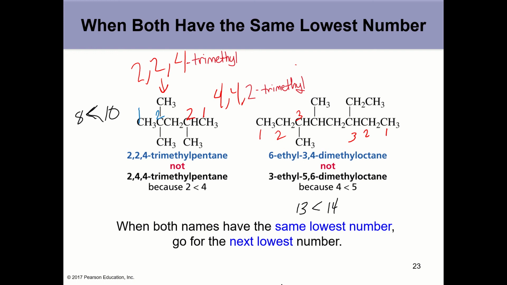And what we're looking at there is the numbering for the next branch point. When the first branch point is equal either from the right or the left terminus, look at the number for the second branch point to determine which terminus to number from.